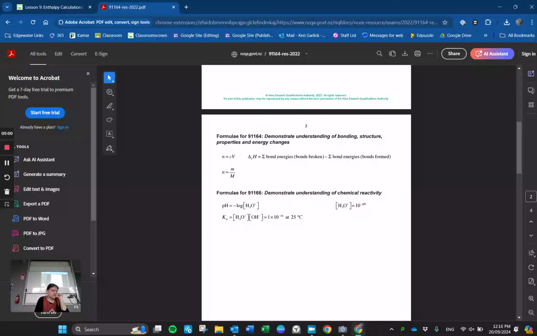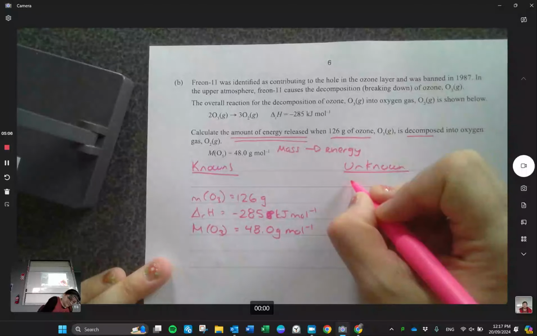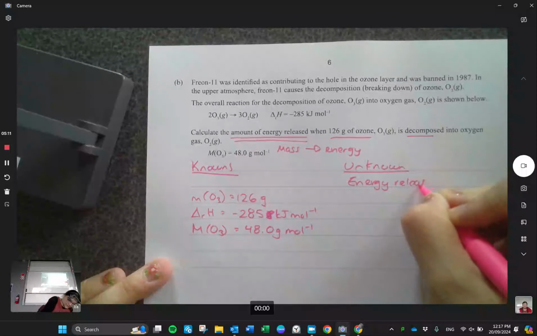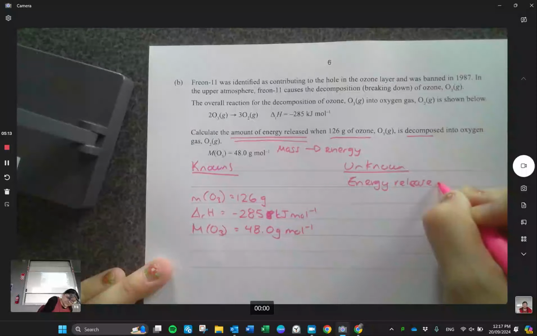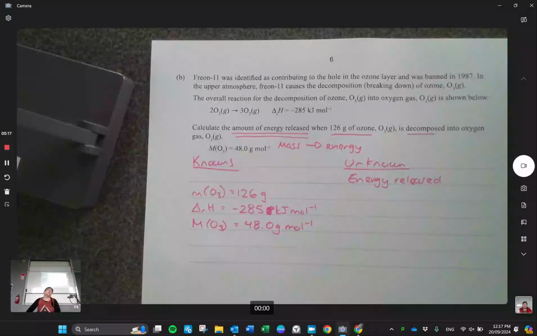So what I'm looking for, my unknown that I'm trying to figure out, is the energy release, which doesn't have a nice little symbol. It's just something that I'm thinking about. And the reason why it's energy released and not energy absorbed is because we are dealing with an exothermic reaction. Are we good with that so far?